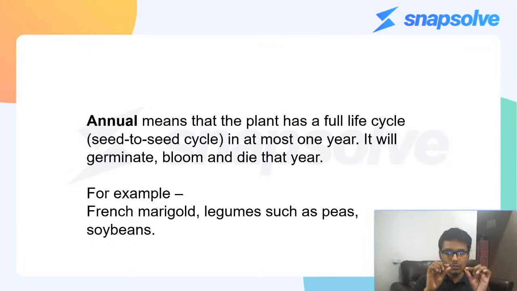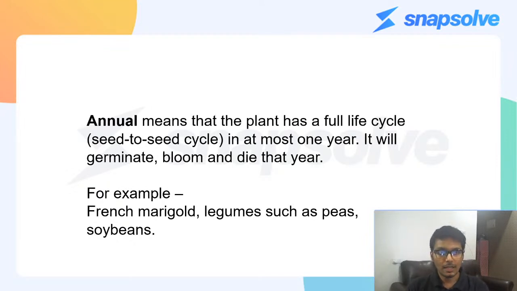Peas are actually encased in a pod. Okay, in a pod. When you peel that pod, you take out the seeds. So leguminous plants are those plants which have pod. They are pod bearing plants. Clear? याद रखना. अच्छा, फ्रेंच मैरीगोल्ड.